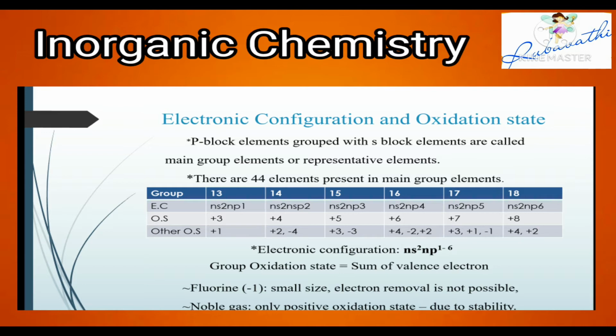In the halogen family, fluorine exhibits only -1 oxidation state because the electrons in fluorine are strongly attracted by the nuclear charge because of the small size of a fluorine atom, and therefore removal of electrons is not possible. Also, noble gases exhibit only positive oxidation states due to their stability. That is, they may lose electrons, but they won't gain electrons from other elements as they are more stable. So, there will be no negative oxidation state for noble gases.